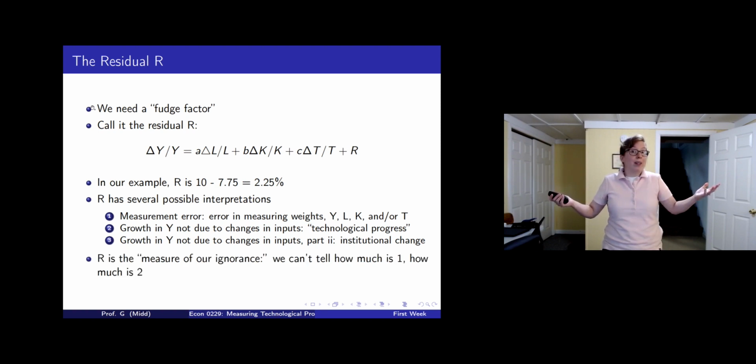How do you know which one it is? You can't. R is a measure of our ignorance. I don't know how much of the R that we might get would be due to 1 versus 2 versus 3. Unfortunately, we cannot know for sure. And I'm going to drill this into your heads a little bit in the problem set that you're going to have to do in a week.